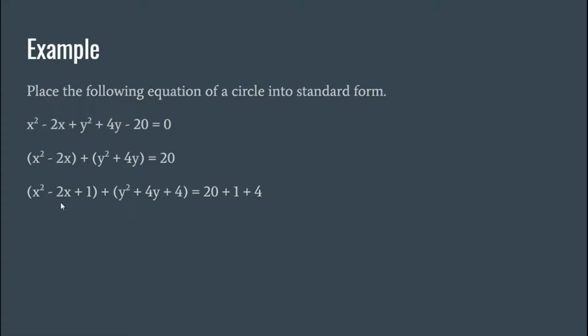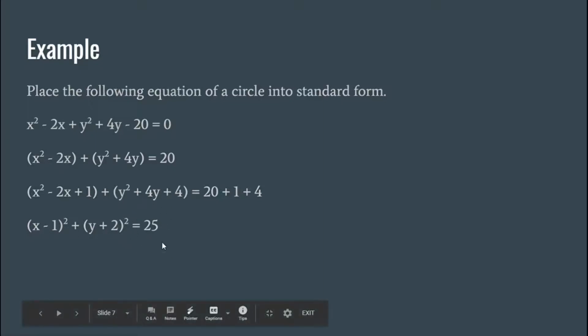Now we have perfect square trinomials and like terms. So here we're going to factor and simplify. And that's pretty much it. So this circle has a center at (1, -2) with a radius of 5.